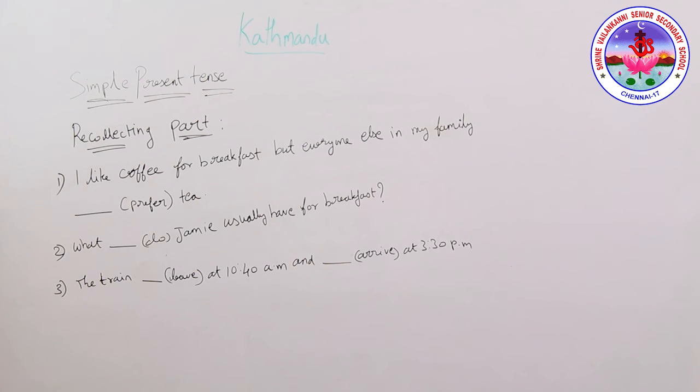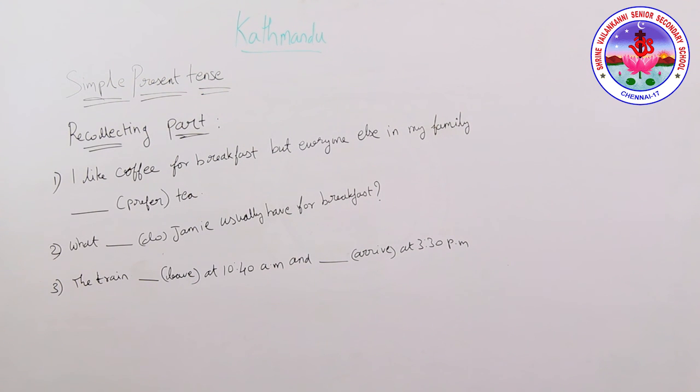Now, coming to the exercise part. The first one: I like coffee for breakfast, but everyone else in my family dash tea, in the bracket, prefer. The next one: what dash, in the bracket do, Jemmy usually have for breakfast? Next: the train dash, in the bracket leave, at 10:40 a.m. and dash, in the bracket arrive, at 3:30 p.m. Now pause the video for 2 minutes and try to answer all these questions.